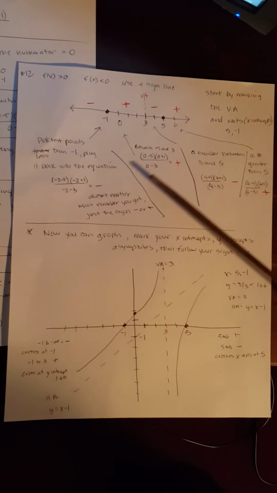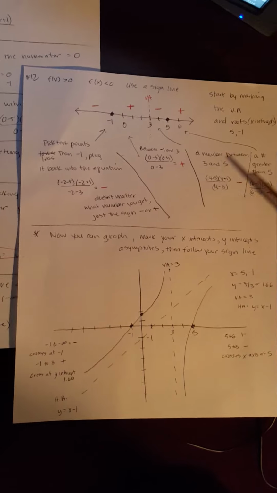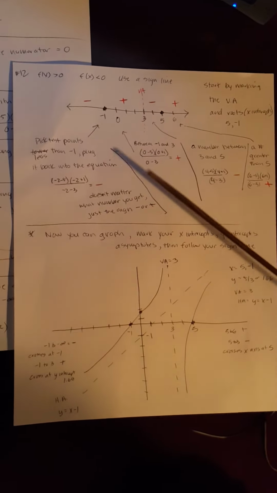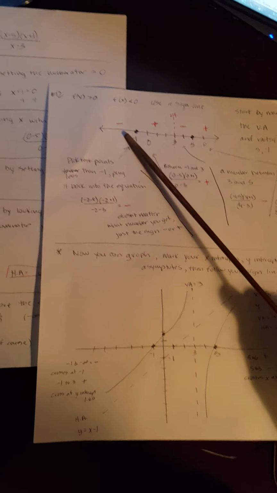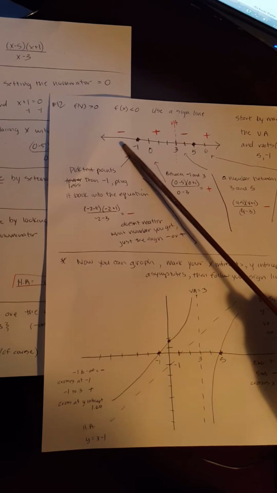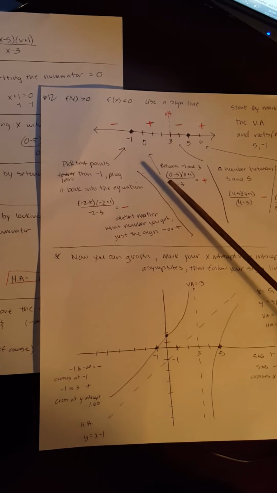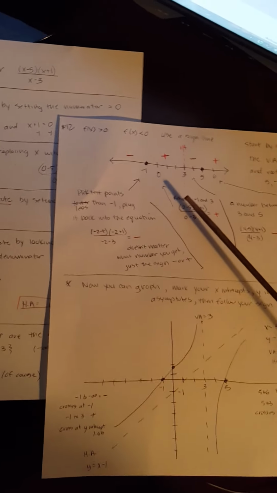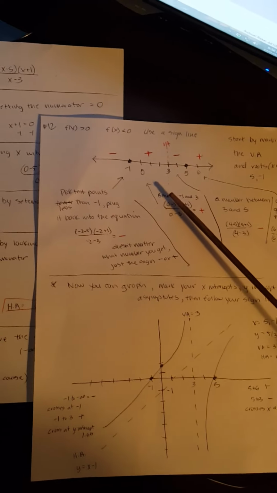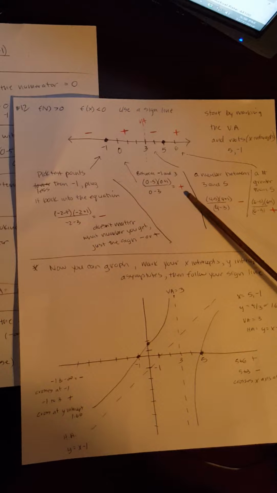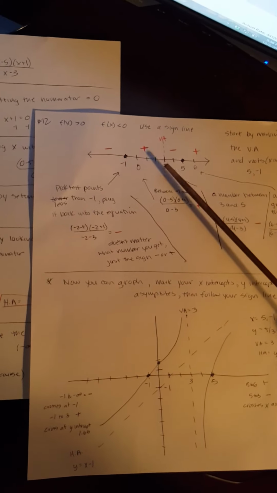Then you're just going to pick some test points. It looks kind of messy, but you're going to want to pick one on the left side, less than negative 1. I've done that here, and I've come up with a negative. It doesn't really matter what number you get. So that gives us a negative, and then between negative 1 and 3, you can see that the answer becomes positive.